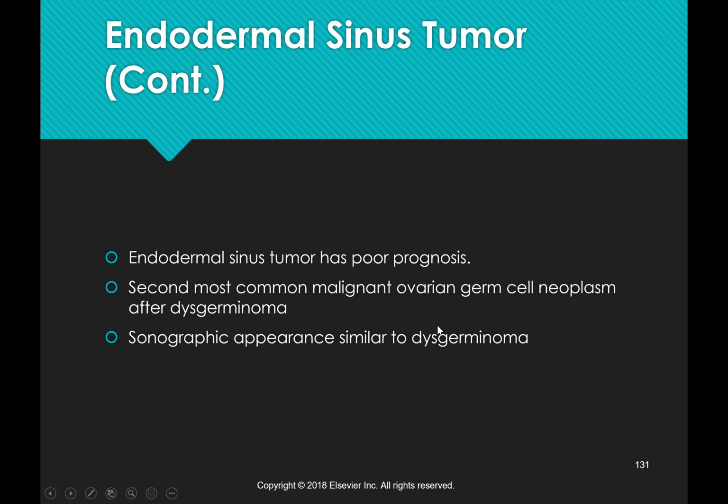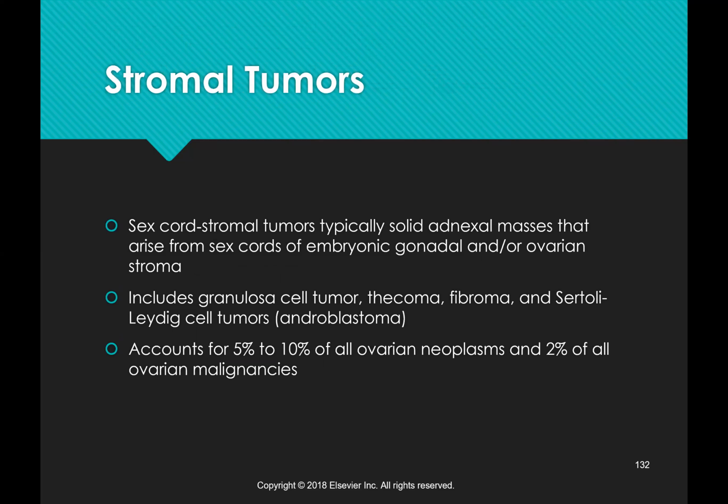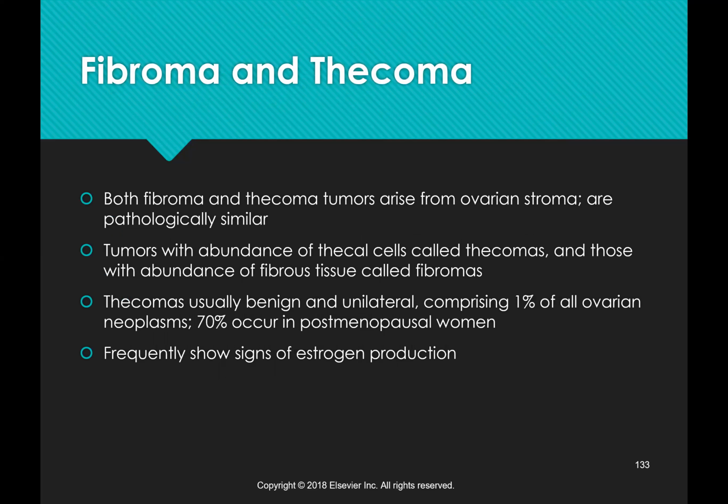And they're the second most common malignant ovarian germ cell neoplasm after the dysgerminoma. Okay, so now we're going to move on to stromal tumors. There's multiple kinds of these: thecoma, fibroma, and Sertoli-Leydig cell tumors, androblastomas. They're pretty rare too. The fibroma and the thecoma I always get mixed up, but yet you need to know these because they always tend to be on your registry.